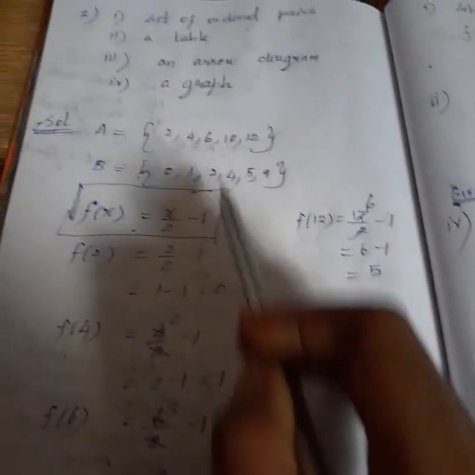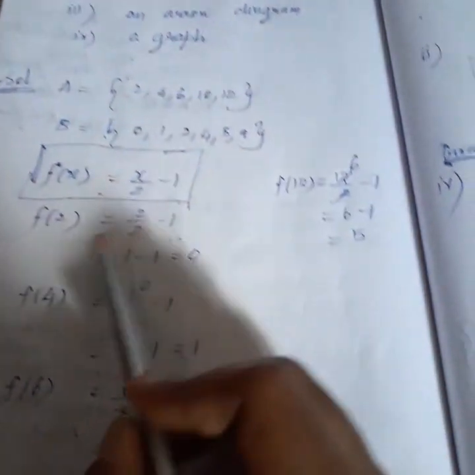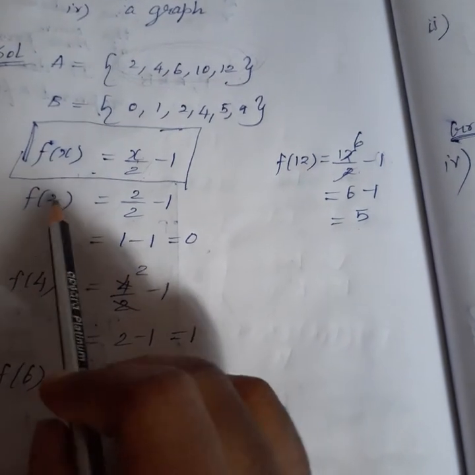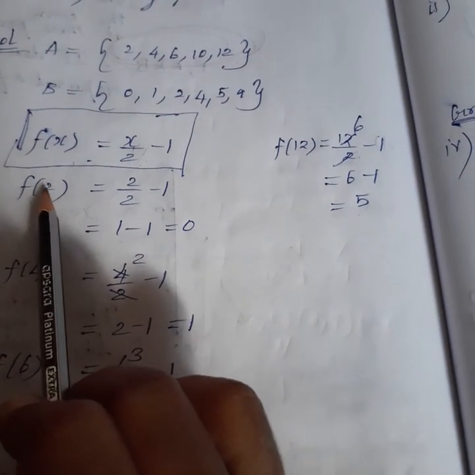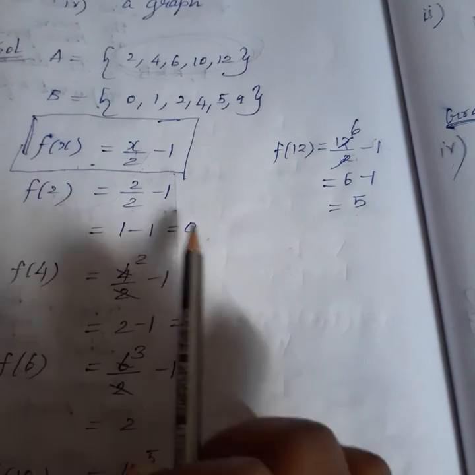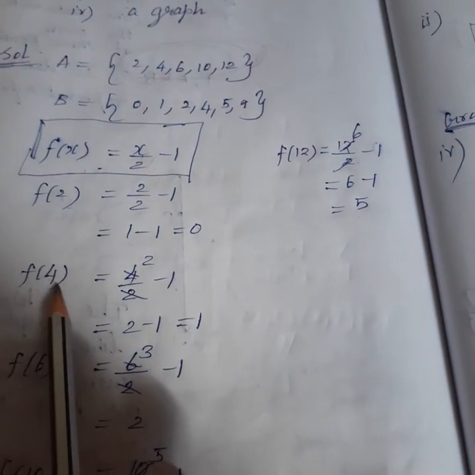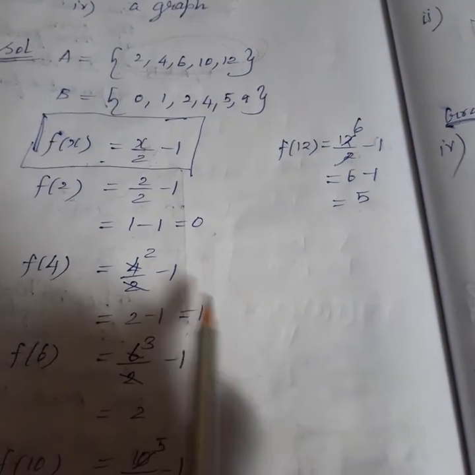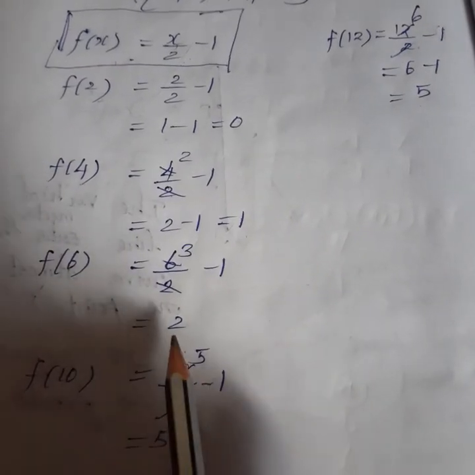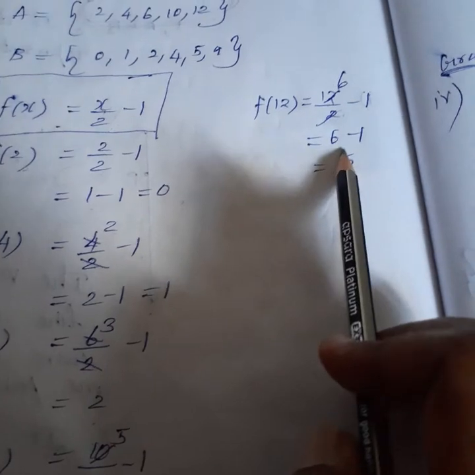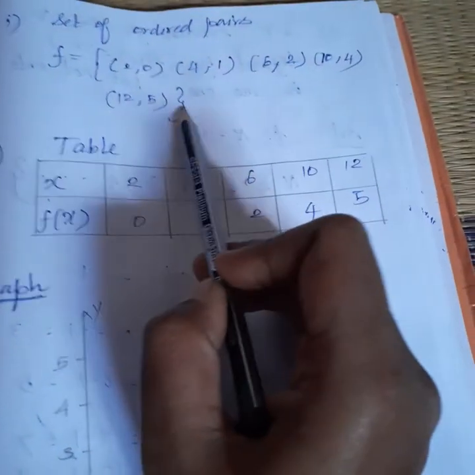Now we have to write it as a set of ordered pairs. How will you write? Open a curly bracket. If I substitute 2, what am I getting? 0. So 2 comma 0. If I substitute 4, what am I getting? 1. 4 comma 1. The same way, 6 comma 2. The same way, 10 comma 4. In the same way, 12 comma 5. That's what I have written here.